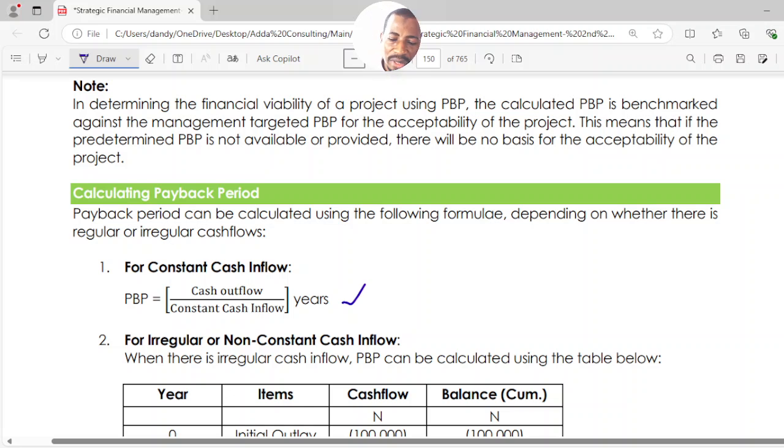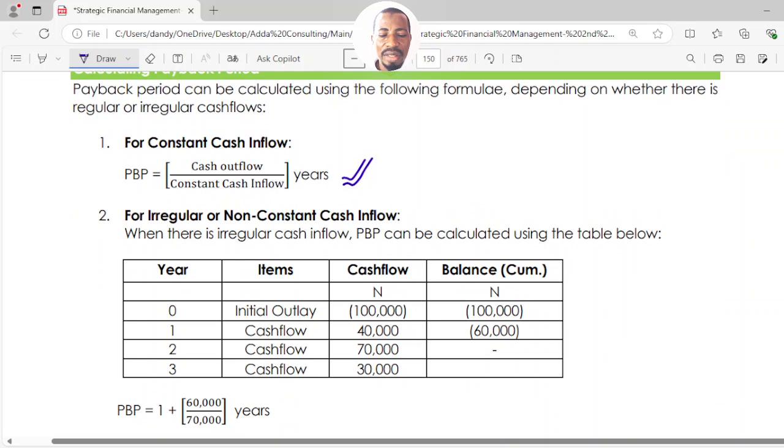So this formula is the most suitable. If you use the tabular method, you get the same answer, but this formula is faster. However, when you are given non-constant or irregular cash inflows, you are expected to use the tabular method. So as a result, you are going to use this table.